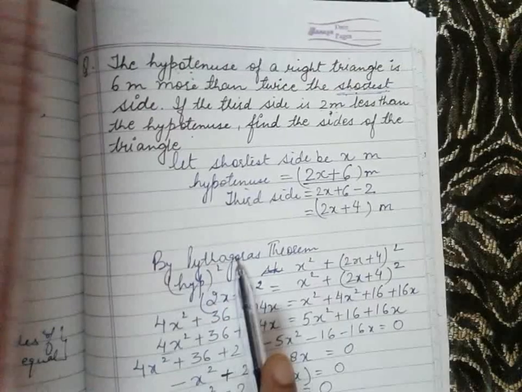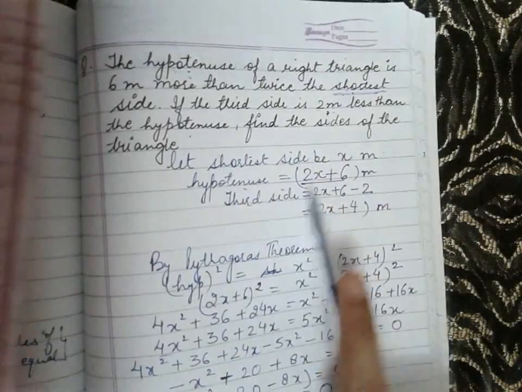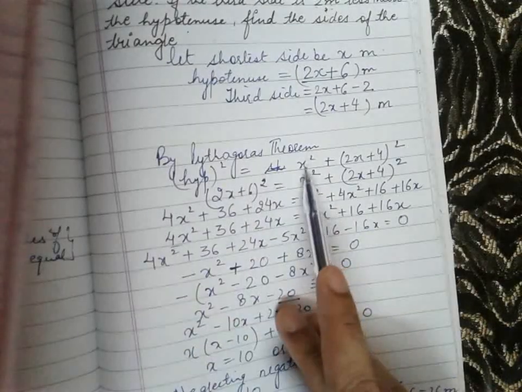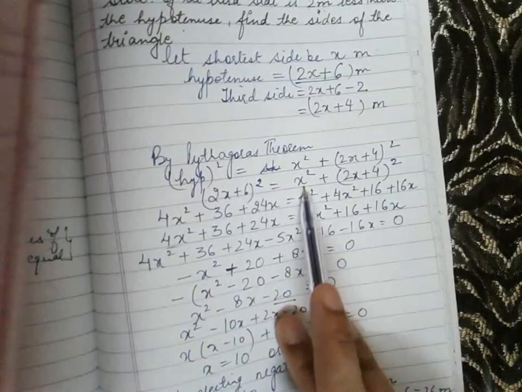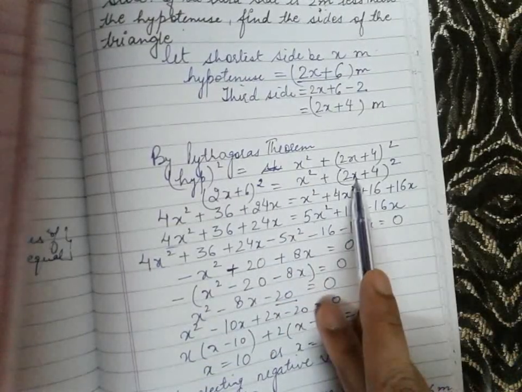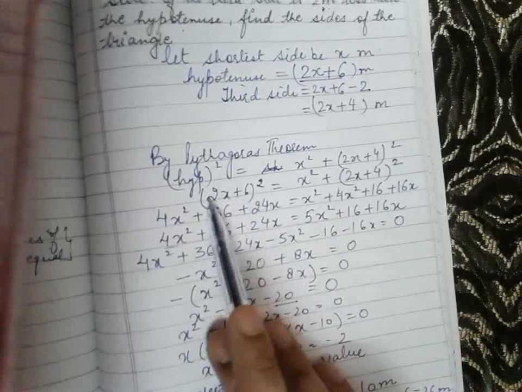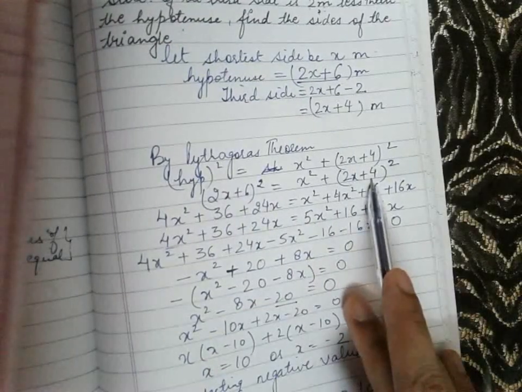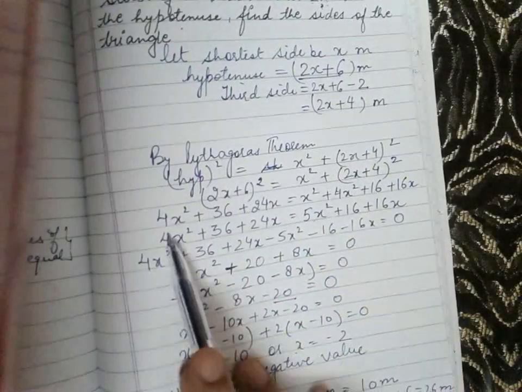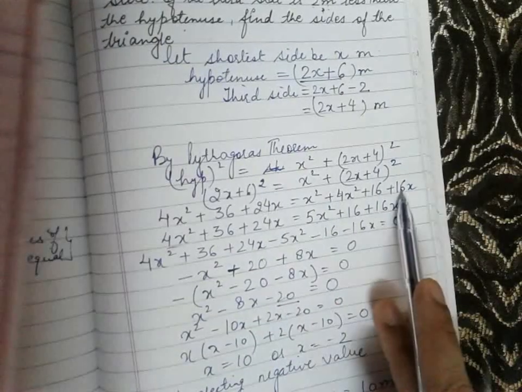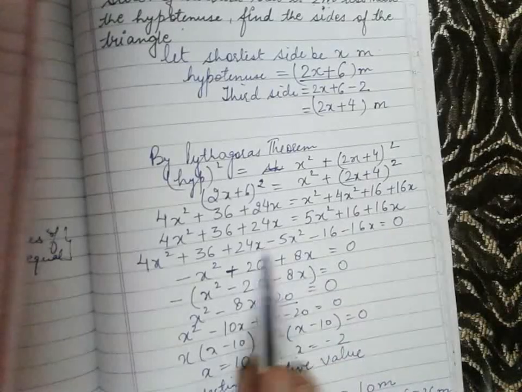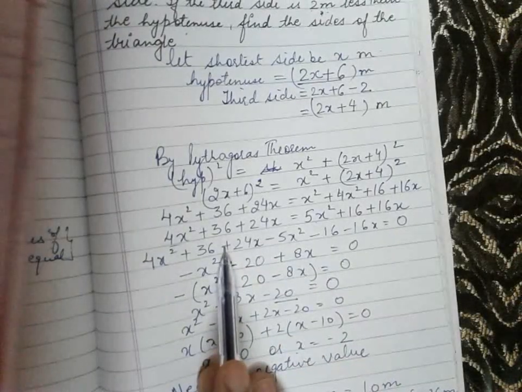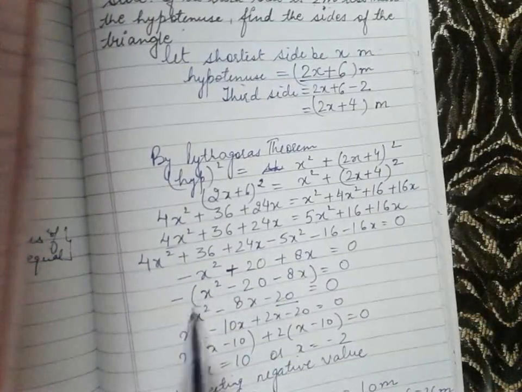Now, by Pythagoras theorem, these three are related because it is a right triangle. By Pythagoras theorem, hypotenuse square will be equal to the sum of squares of the remaining two sides. Hypotenuse was 2x plus 6 and the remaining two sides were x and 2x plus 4. By Pythagoras theorem, we have found a relation. These two brackets we can open by applying a plus b whole square. After solving, I have reached here. Now I have taken everything to the left hand side. Taking minus common, we get this.